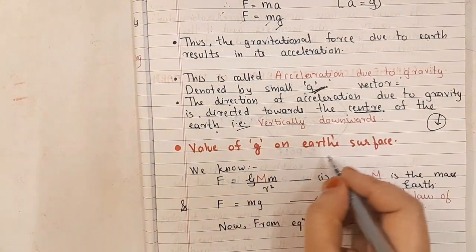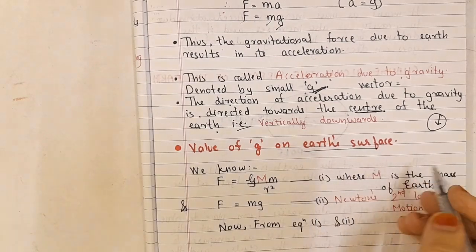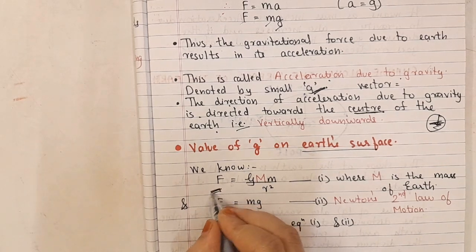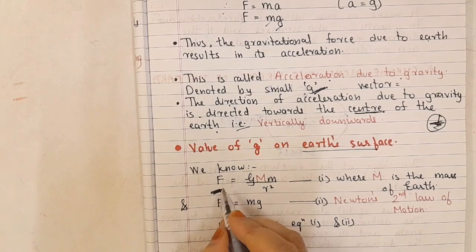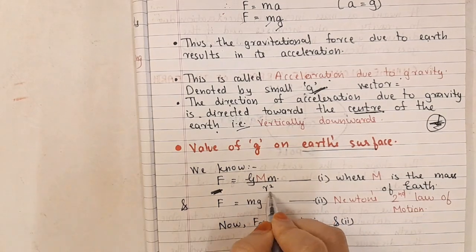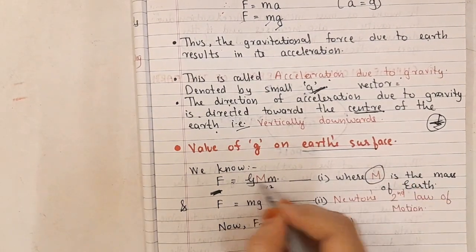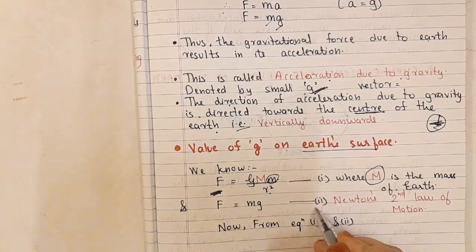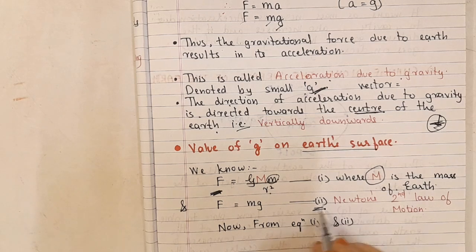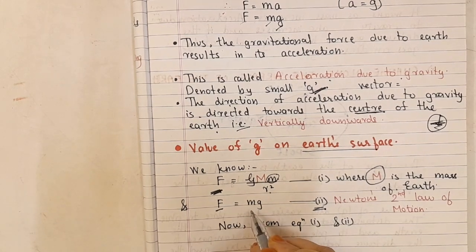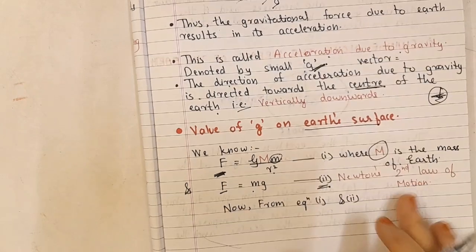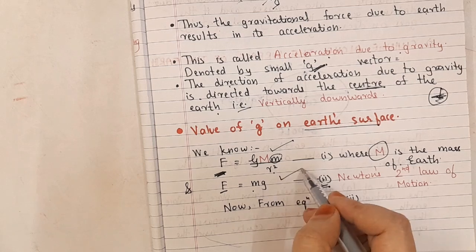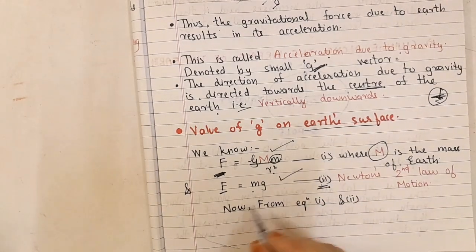So the value of g on the Earth's surface. Okay, value of g on the surface of the Earth. So we know that this is acceleration. Now this is the gravitational force by Newton. So force is equal to GMm upon r square, where capital M is the mass of the Earth and small m is the mass of the other object. Now according to Newton's second law of motion, we have seen that force is equal to mass into g, mg. Now we have these two equations. First is about the gravitational force and second is the acceleration due to gravity. Okay, so F is equal to mg.